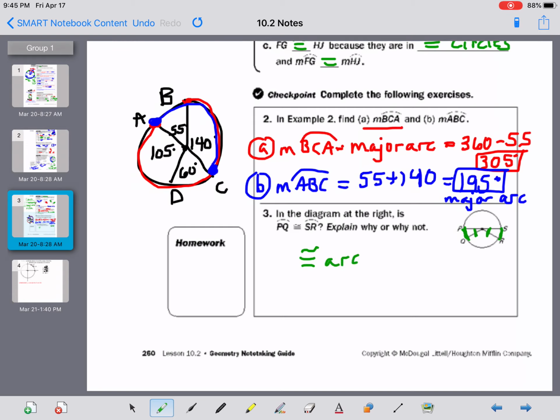You know what, let me rewrite that in a little different way. They're asking me if I have congruent arcs. I don't want to get mixed up here. Let's just say I have equal measures. That's probably a better way to say it than to talk about the arcs. So right now I have equal measures.